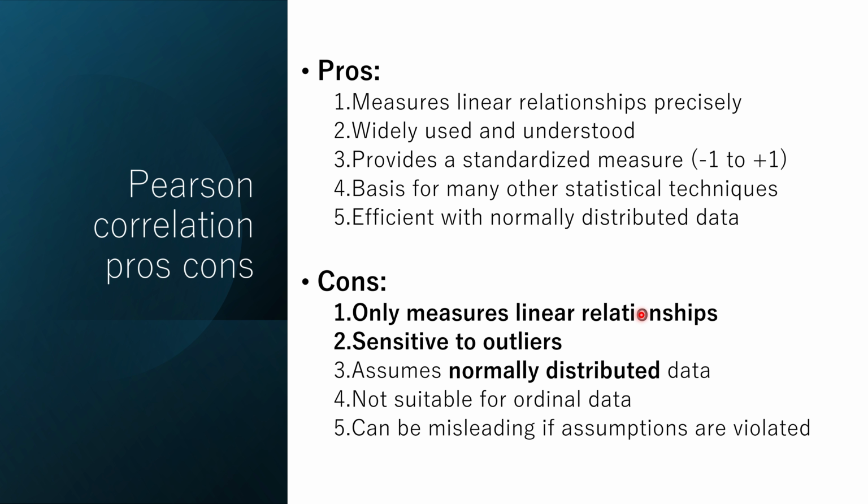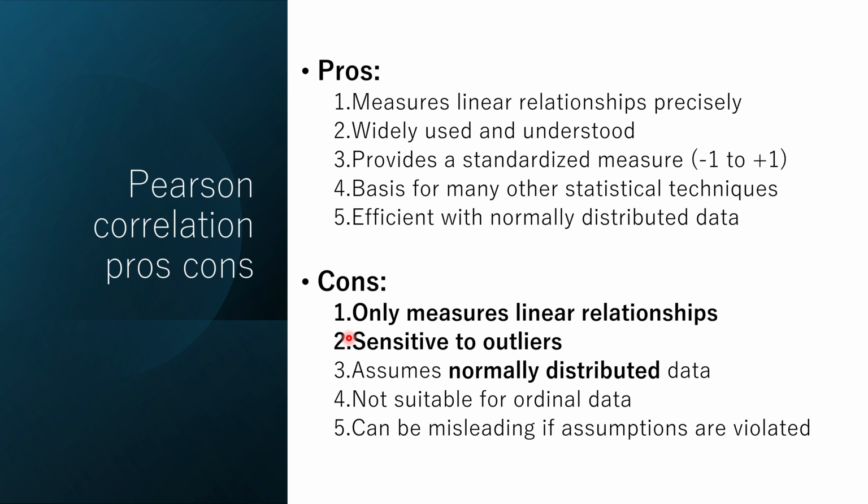The pros and cons of Pearson's correlation coefficient are here. First, it precisely measures linear strength and direction. Second, it is widely used and understood. And it is standardized from -1 to +1, so it is easy to compare. It is also the basis for many other statistical techniques, for example regression or principal component analysis, and it is efficient with normally distributed data. If the data is normally distributed, this is efficient.